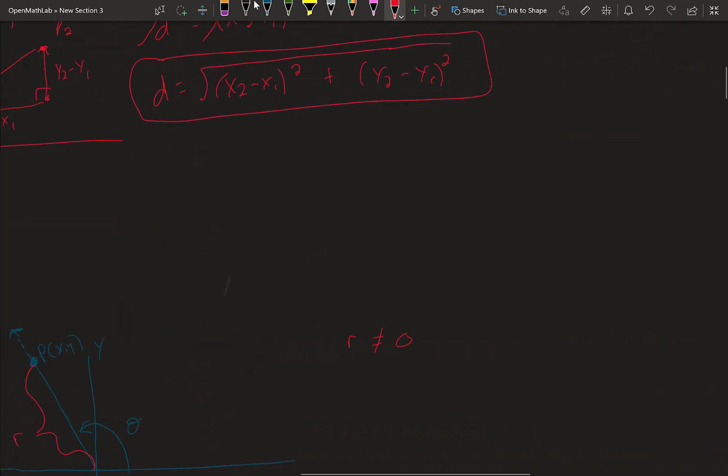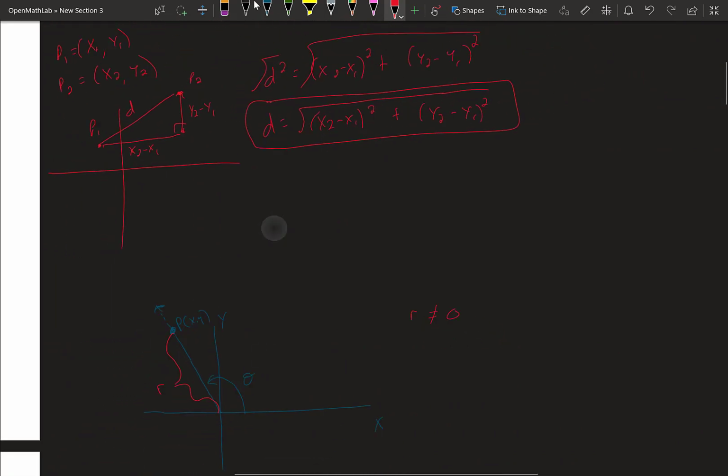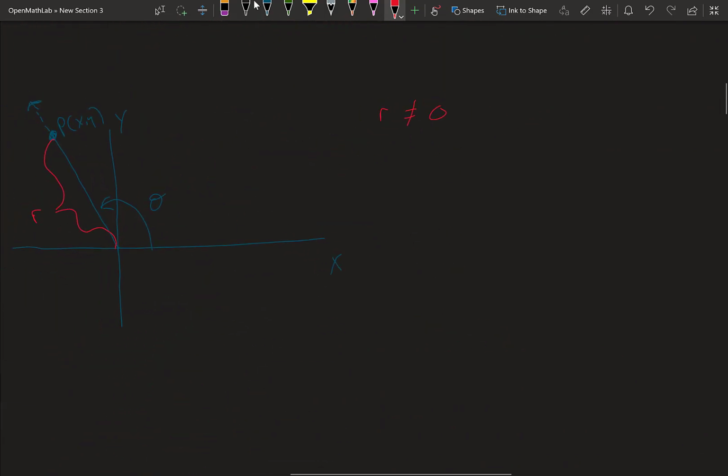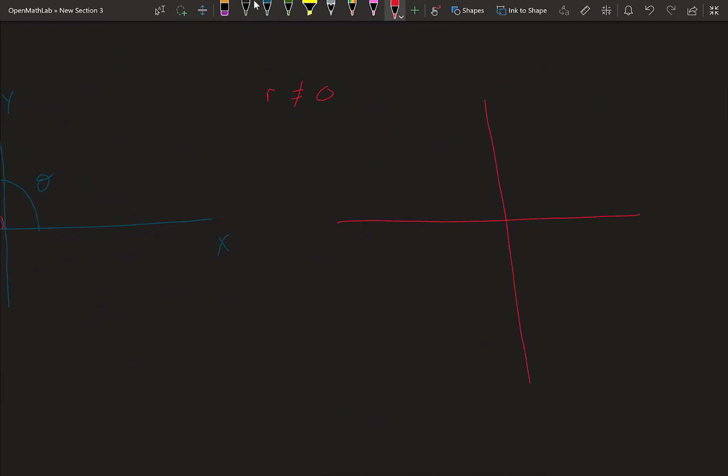So if I just draw an xy plane, you should know that this is quadrant 1, this is quadrant 2, this is quadrant 3, and this is quadrant 4, right? All the points in quadrant 1 are going to have a positive x and a positive y value, because we go to the right and upward to get into this quadrant.